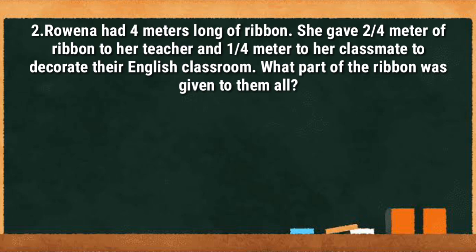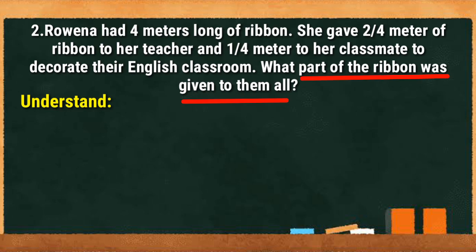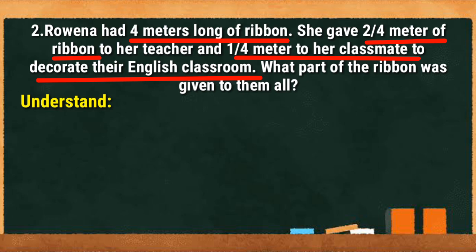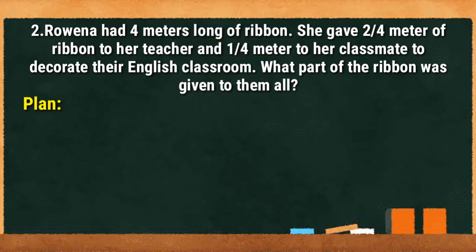So let's have step number 1. We have to understand what is asked in the problem. So the part of the ribbon that was given to them all. And what are the given facts? We have 4 meters long of ribbon. She gave 2/4 meter of ribbon to her teacher and 1/4 meter to her classmate to decorate the English classroom. We already did step number 1, which is to understand. So this time let's proceed to step number 2, which is to plan.